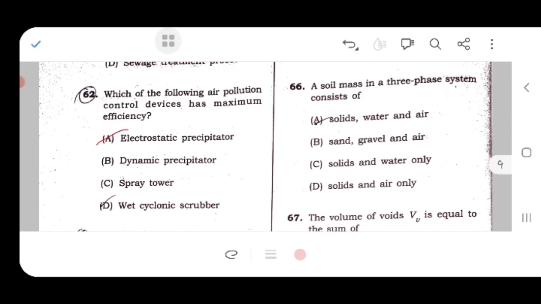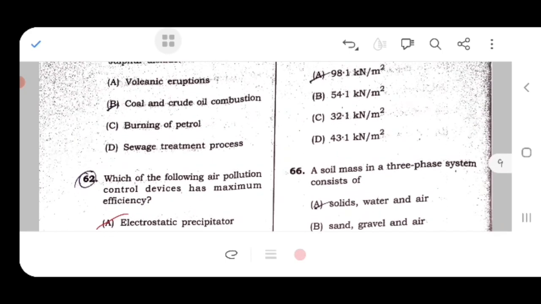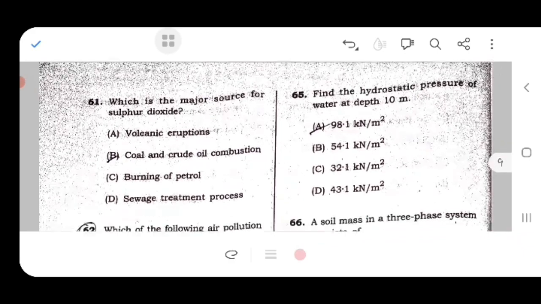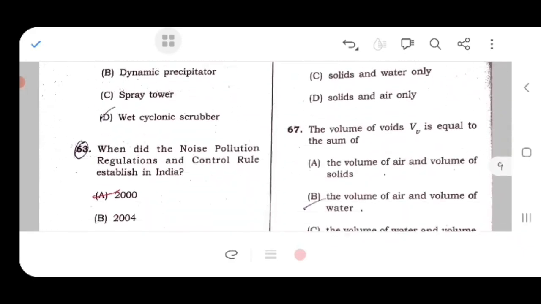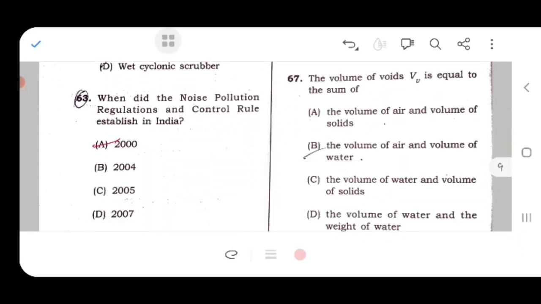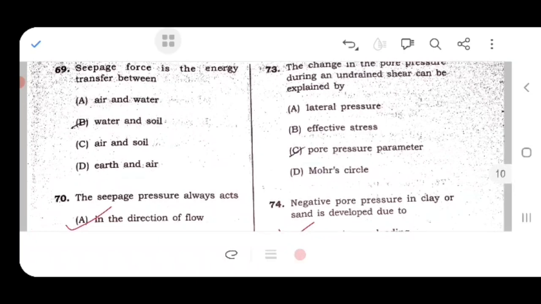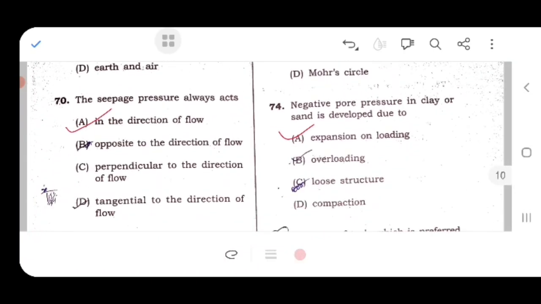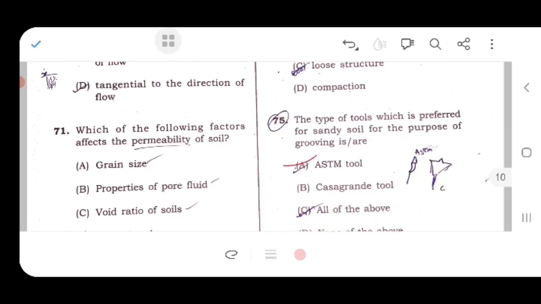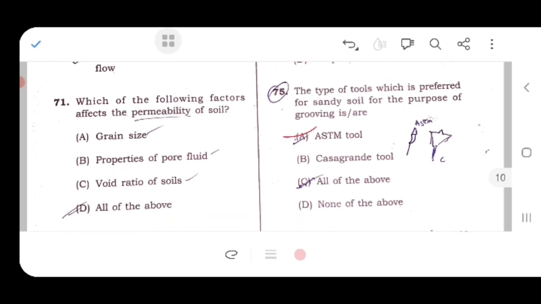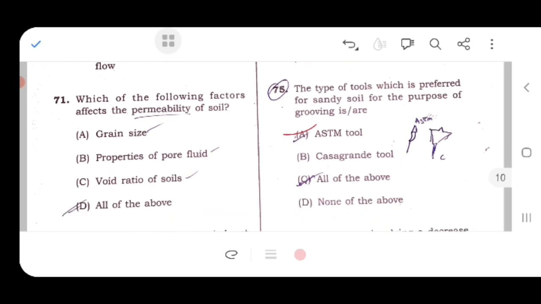The soil in a three-phase system is solid, water and air. The volume of void is equal to the sum of volume of air plus volume of water. Darcy's law is valid for laminar flow only. Seepage force is the energy transfer between water and soil. Seepage force always acts in the direction of flow. Which of the following factors affects the permeability of soil? Grain size, properties of pore fluid, void ratio, all the above.